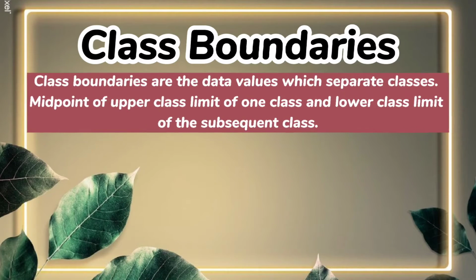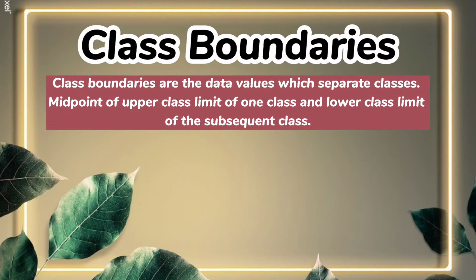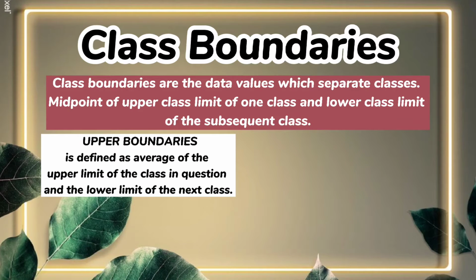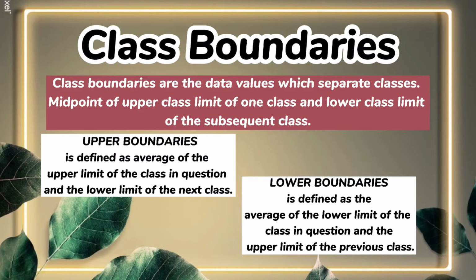So the class boundaries are the data values which separate classes. The midpoint of the upper class limit of one class and the lower class limit of the subsequent class. What is the upper boundary? It is defined as the average of the upper limit of the class in question and the lower limit of the next class. Then the lower boundary is defined as the average of the lower limit of the class in question and the upper limit of the previous class.